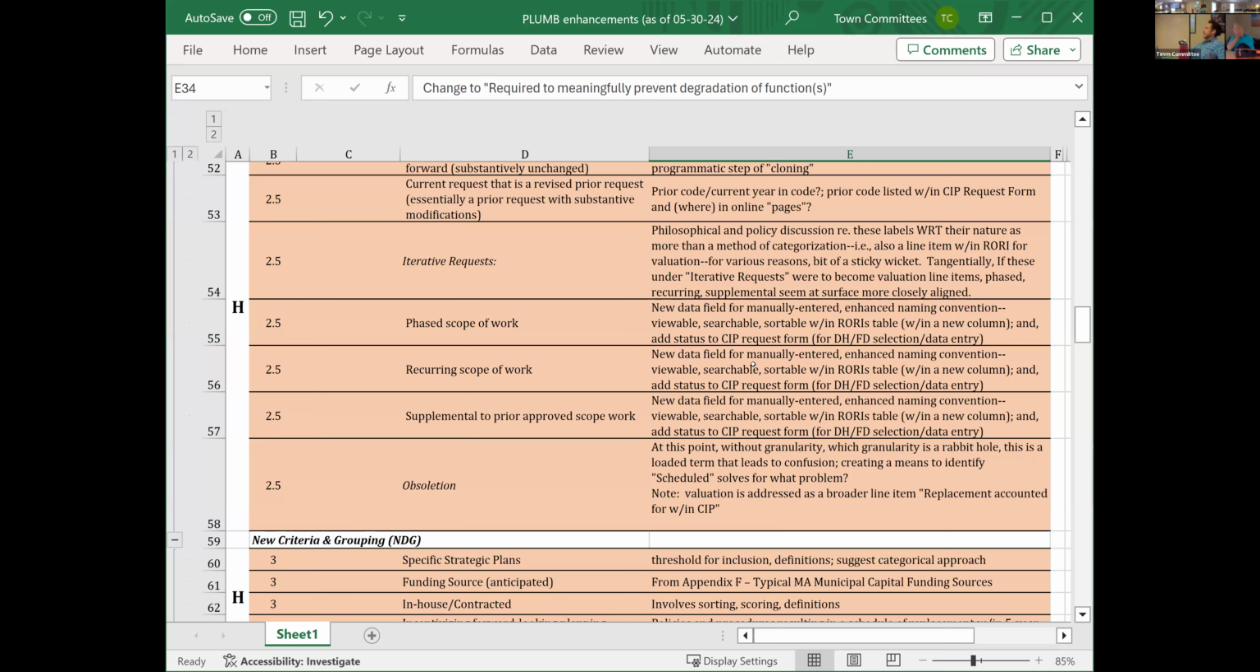I guess what we're trying to understand is, the point I'm making is that if the intent of capturing this quality is not already in the SIP request form, we need to have it in the SIP request form as a checkbox.